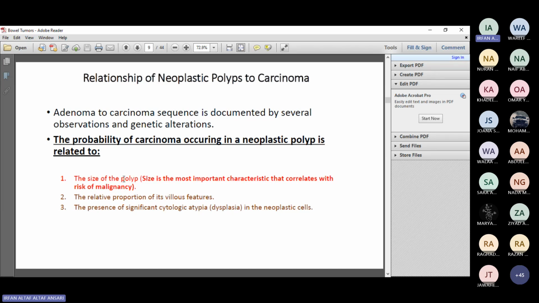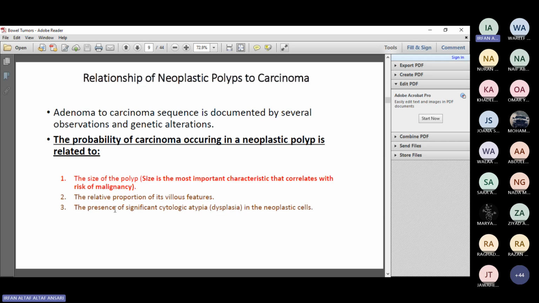One of the most important is the size. During the colonoscopy, a surgeon can predict whether it is benign or malignant on the basis of the size. The larger the size, the more chances of it turning out to be malignant. Some book references say 2 centimeter. If it is less than 2 centimeter, mostly benign. If it is more than 2 centimeter, mostly malignant. So size is the most important criterion.